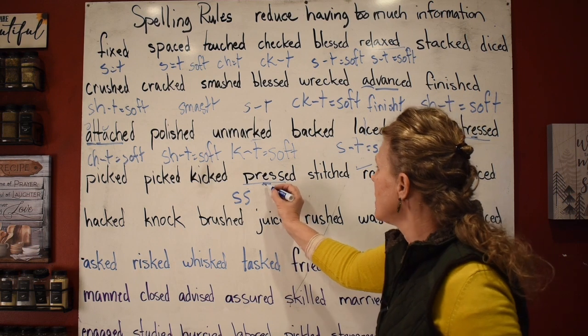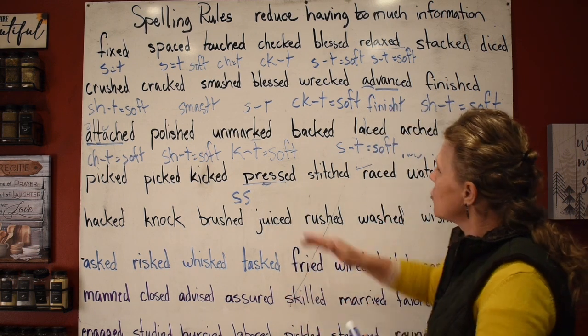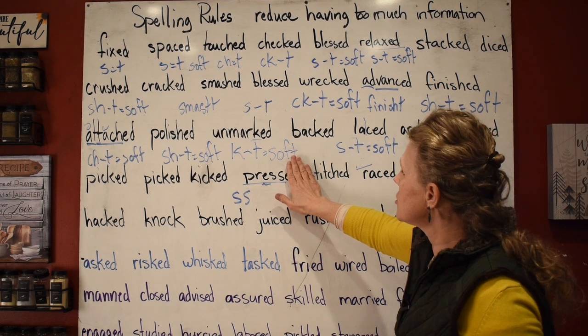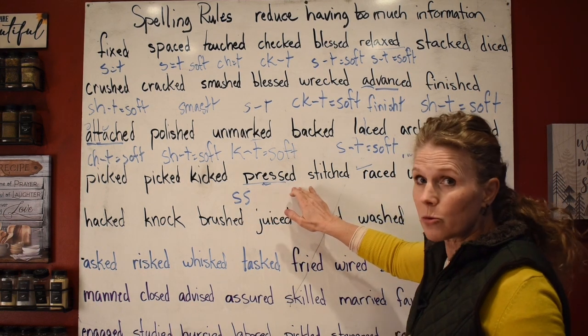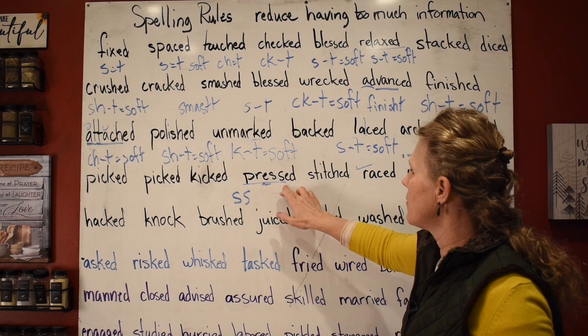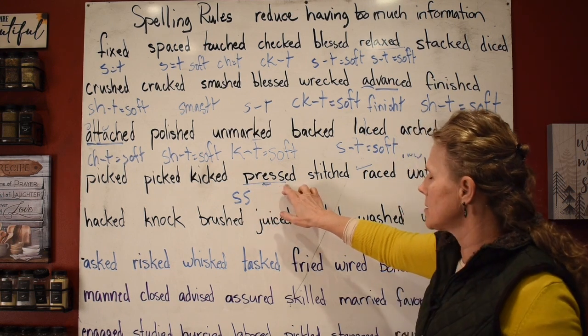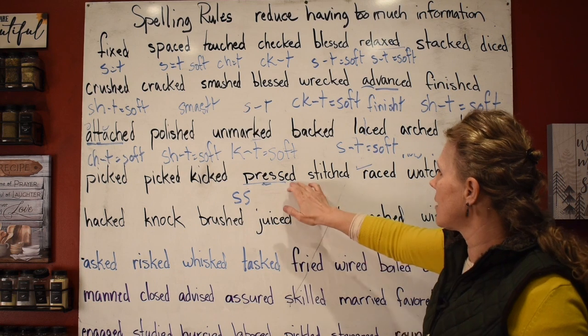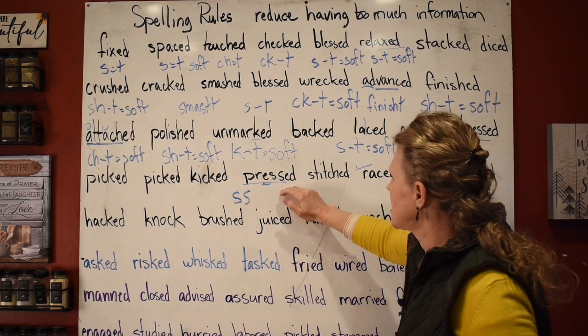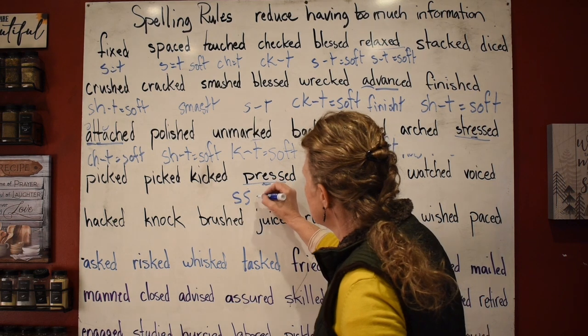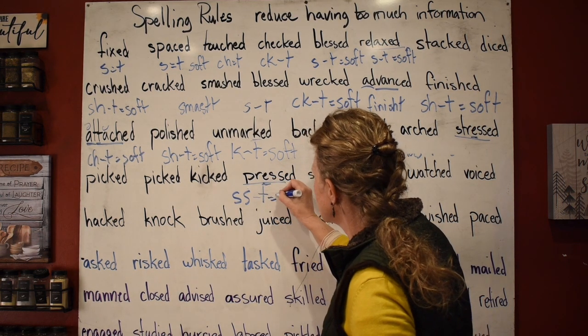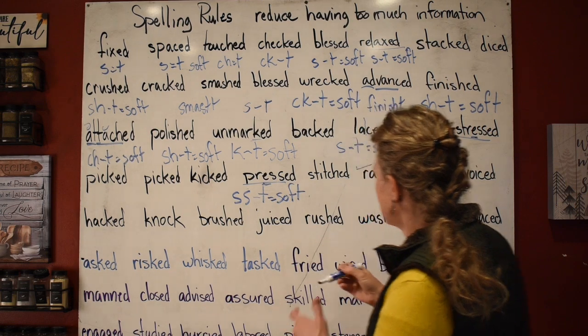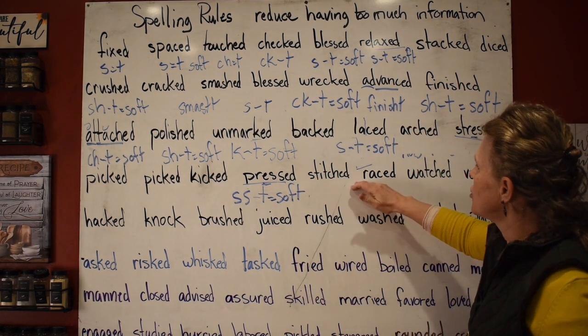And so that is a spelling rule that you have. This is your base word, so you don't need a spelling rule for this because it's a consonant, vowel, consonant, consonant. So you just add on your vowel suffix, pressed. So the ED goes to a T, which equals a soft sound. Stitched.